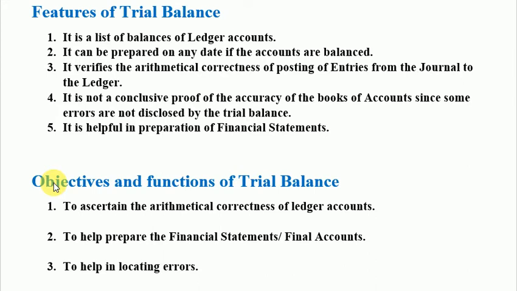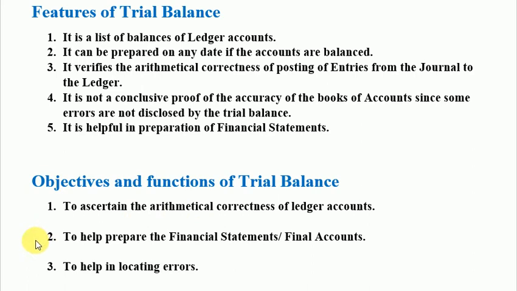Now we move on to the objectives and functions of trial balance, which are similar to the features. Number one, it is prepared to ascertain the arithmetical correctness of ledger accounts. That means whether the entries have been passed correctly, debit is at the right place, credit is at the right place, then the posting in the ledger account is correct, and finally the posting of the balances from ledger to trial balance is in the right column. That is what arithmetical correctness is.